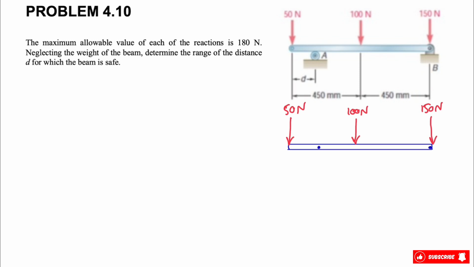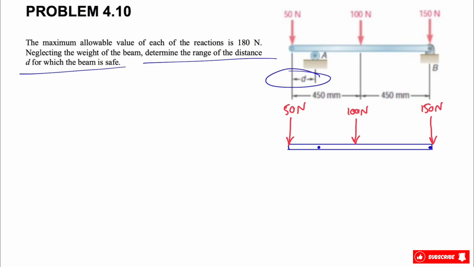We have a textbook problem with a beam where the maximum value for each of the reactions at points A and B is 180 Newton, and we need to neglect the weight of the beam. The question asks us to determine the range of the distance D over here. As always, we start with the free body diagram.